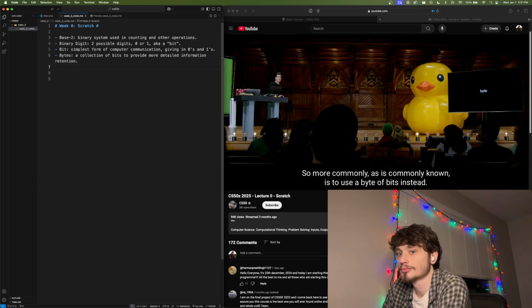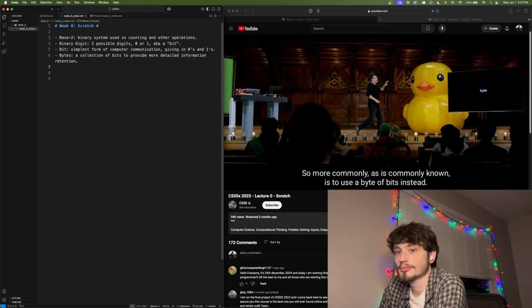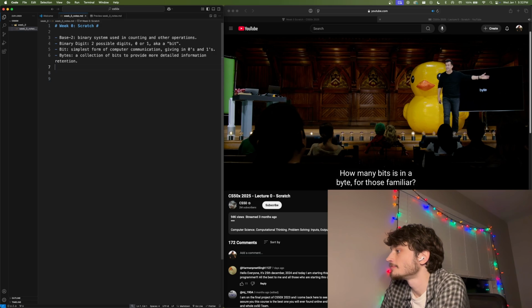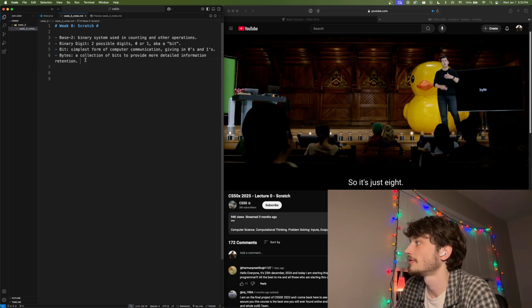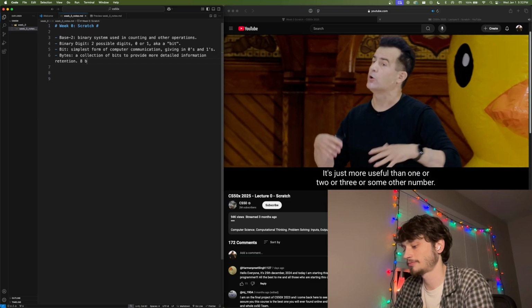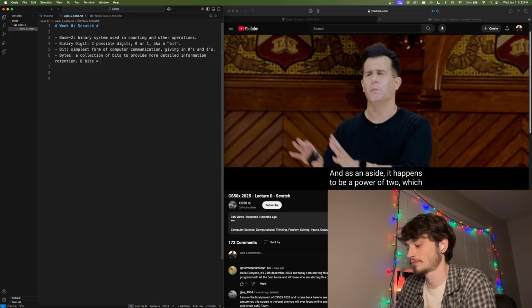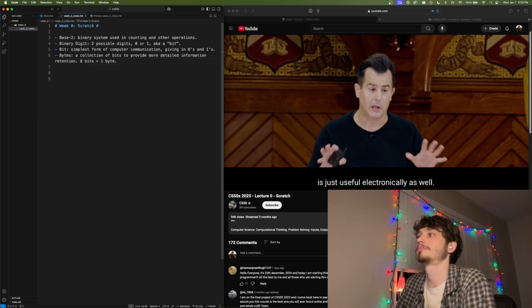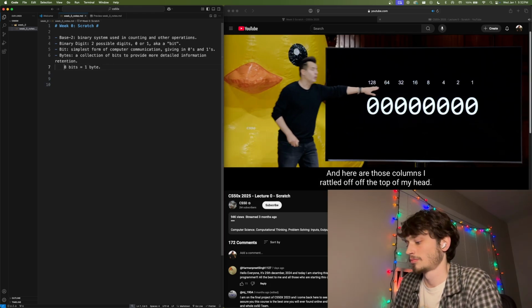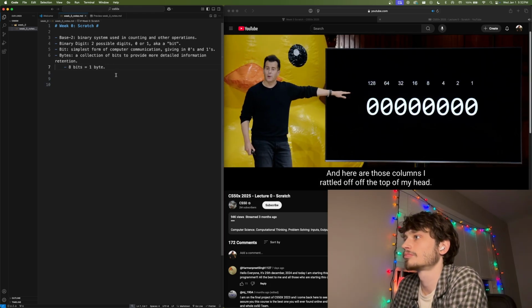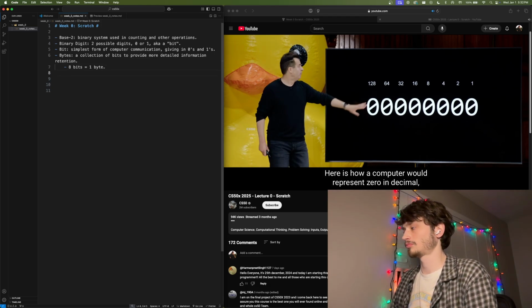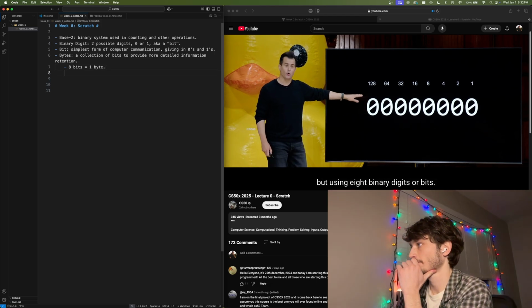So more commonly, as is commonly known, is to use a byte of bits instead. How many bits are in a byte, for those familiar? So it's just 8. Why 8? It's just more useful than 1 or 2 or 3 or some other number. And as an aside, it happens to be a power of 2, which is just useful electronically as well. So a byte then is just 8 bits. And here are those columns I rattled off the top of my head. Here is how a computer would represent 0 in decimal, but using 8 binary digits or bits.